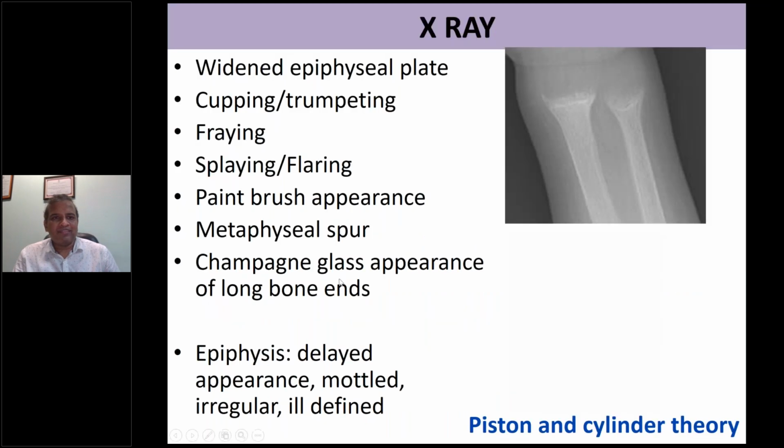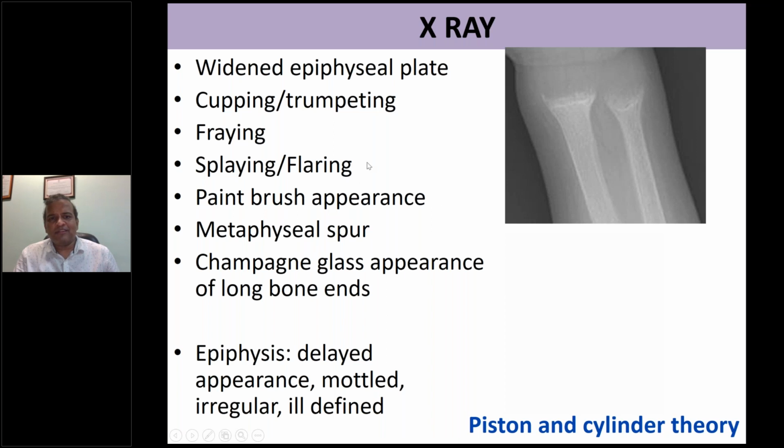On an X-ray, the classical feature is widening of the epiphyseal plate. See both the radius and ulna, they are widened. Cupping: cupping means this excavation-like appearance. This is cupping, more prominent on the ulna, or trumpeting, that looks like a trumpet. Fraying: you can see some lines from the metaphysis towards the physis. These irregular lines are known as the fraying appearance.